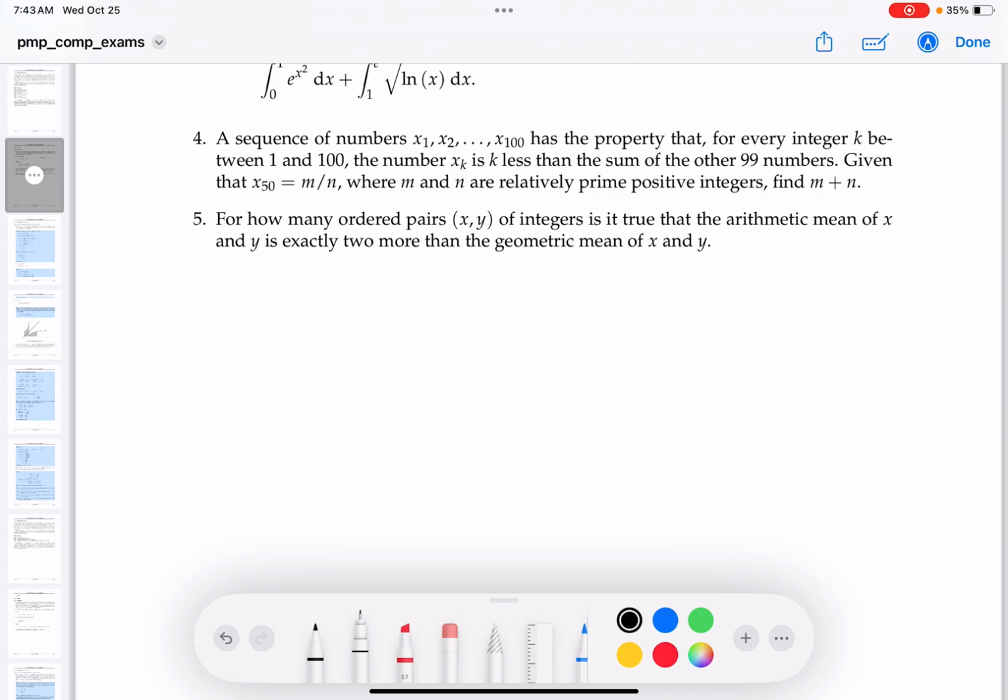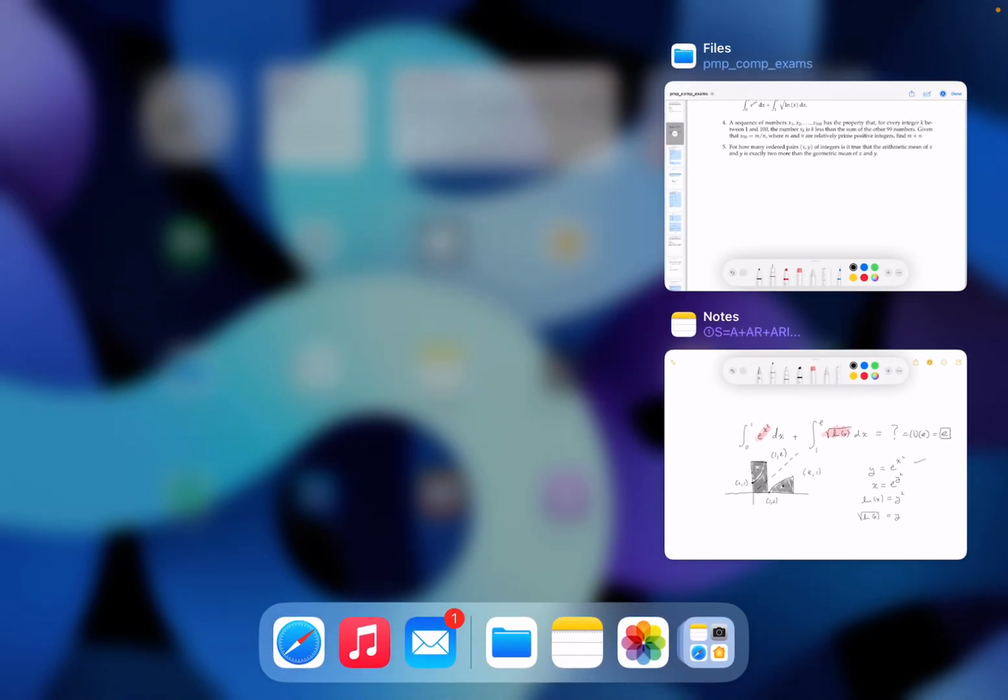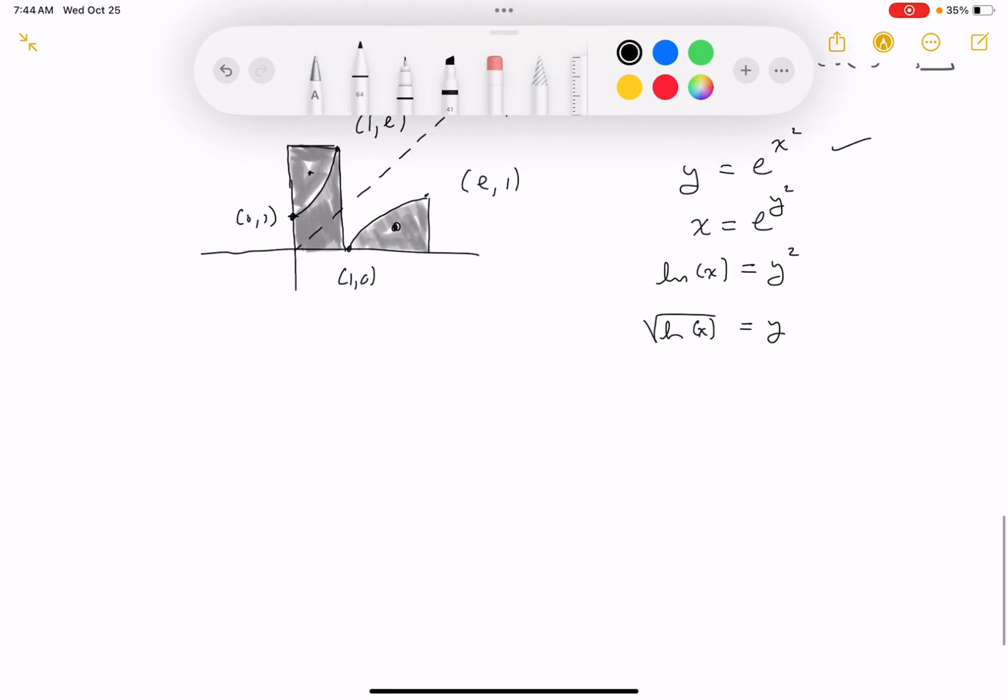So it's a sequence of numbers, x1 up to x100, has a property that for every integer k between 1 and 100, the number xk, this is tough to understand by the way, is k less than the sum of the other 99 numbers. Given that x50 is equal to m over n, where m and n are relatively prime, positive integers, find m plus n. This looks like it's going to be tough. One is understand what you read.